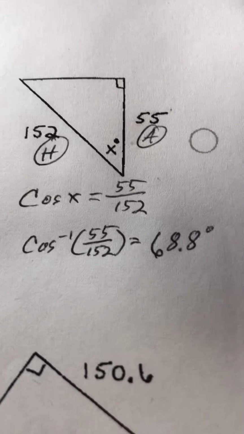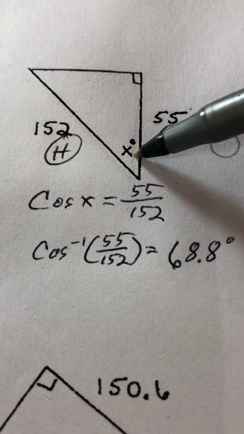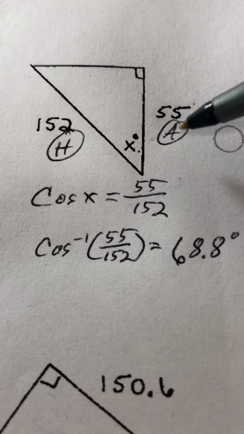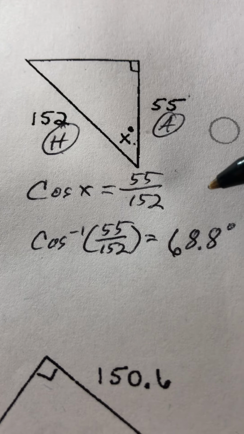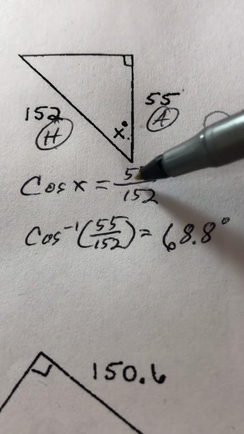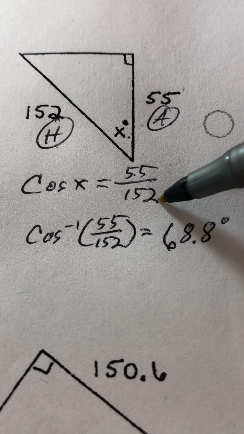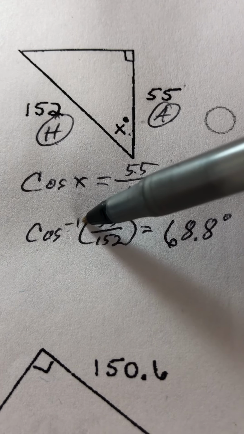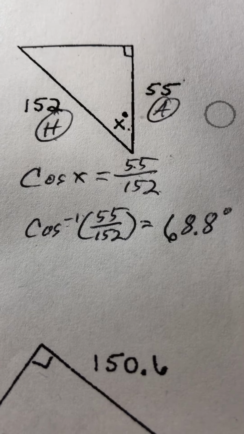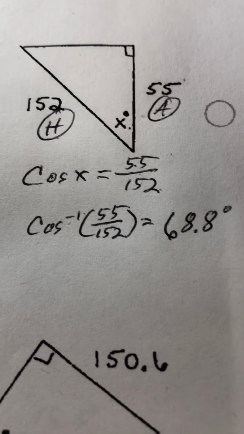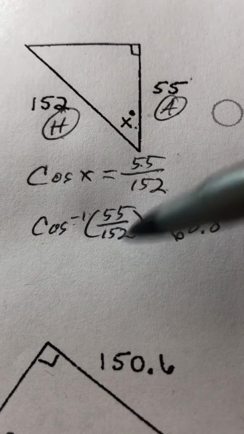For number 15, I want to know the degrees of this angle. So I have the adjacent over the hypotenuse. So it's going to be 55 over 152. Cosine -1 function with 55 over 152 gives me 68.8 degrees. Just put that in parentheses.